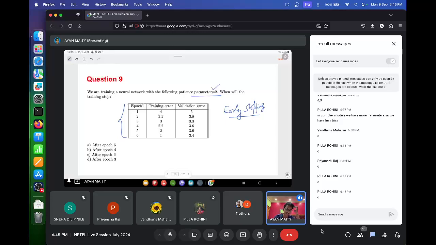Rohini says option D. Vandana says option B.